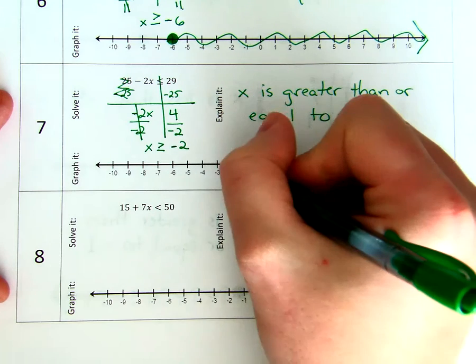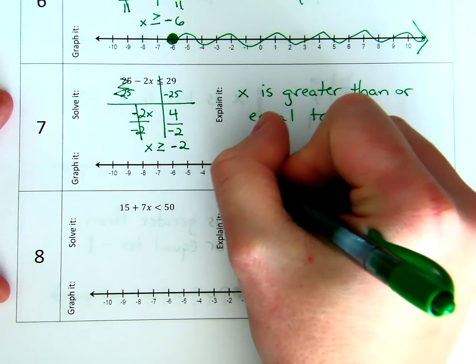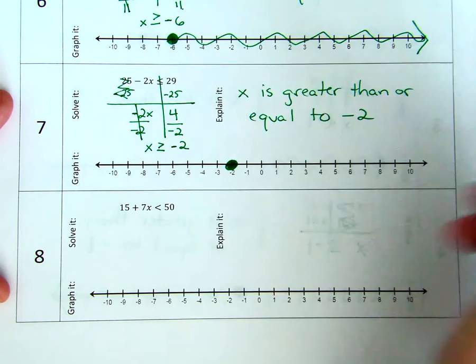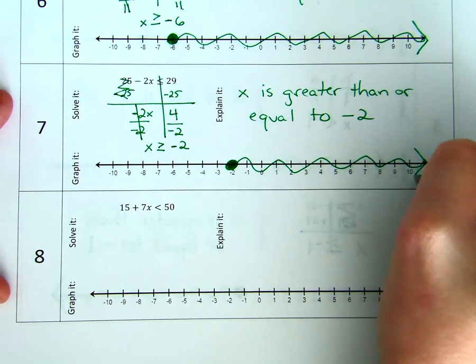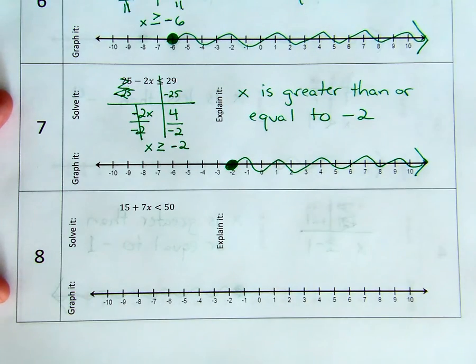To graph our answer, we circle negative 2. And because we're talking about greater than or equal to, we color in the circle, since our answer could include negative 2 or any number greater than negative 2.